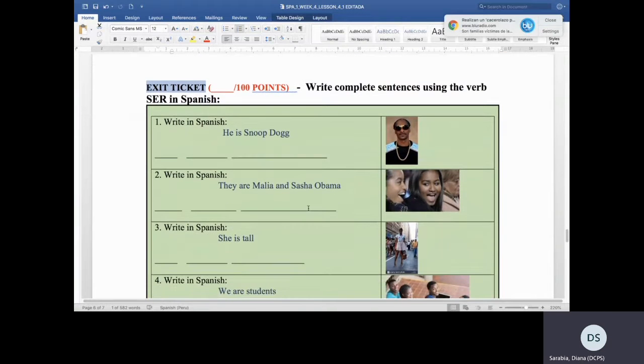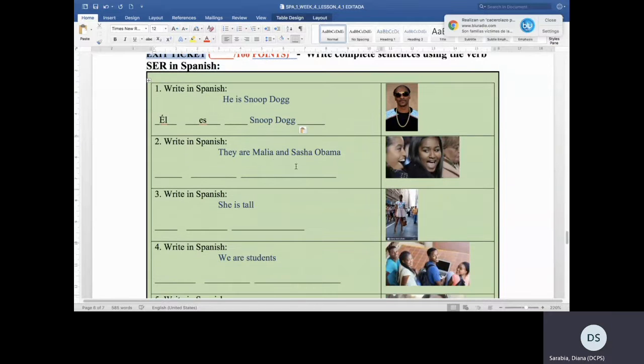This is the most challenging activity, and I am requiring you to write full sentences, okay? I'm gonna help you with the first one. Here we have Snoop Dogg, and we want to write he is Snoop Dogg, okay? So let's do he is, él, this is gonna be es, and then you basically copy and paste Snoop Dogg. So do the same with Malia and Sasha Obama. They are Malia y Sasha.